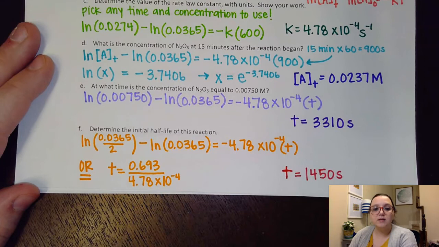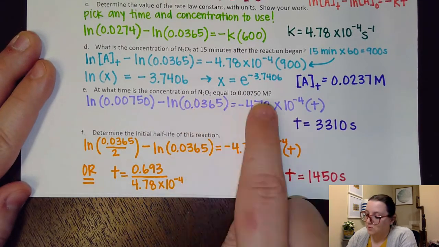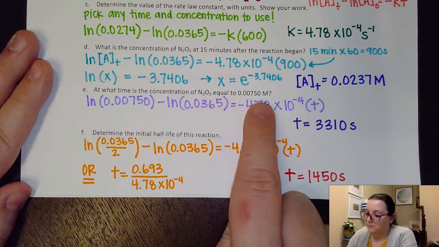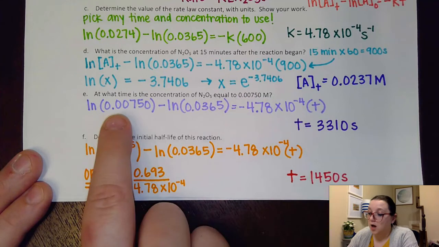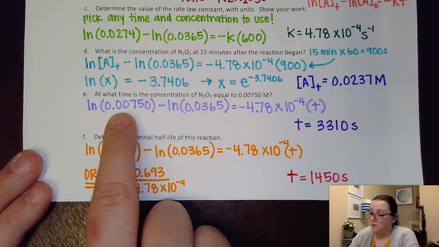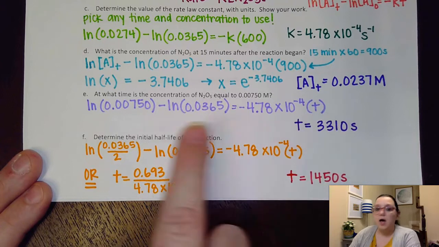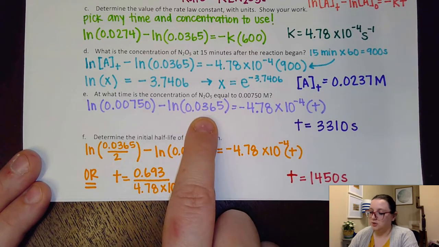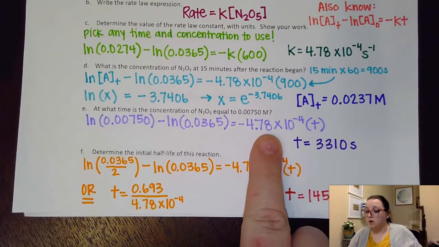All right, the next question asks, hey, at what time is the concentration of N2O5 equal to 0.00750 molarity? And so I plug that in for my concentration of A at some time. I'm going to try and figure out what that time is in correspondence to it. I plugged in my initial concentration here according to my graph. And then I also plugged in my K value. And so then what I would want to do is solve for t.